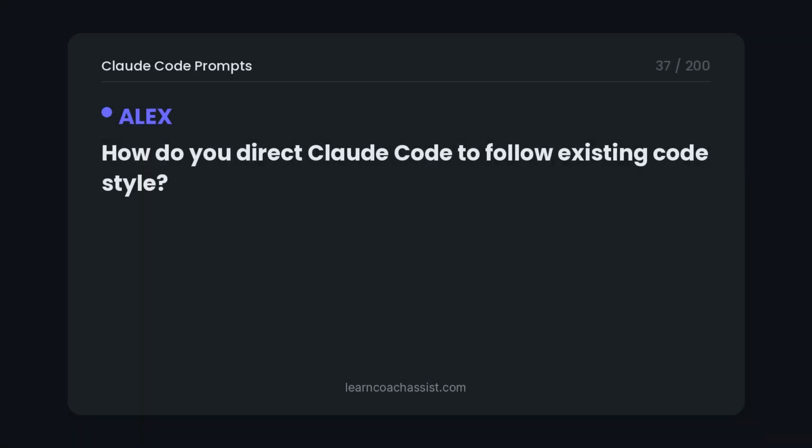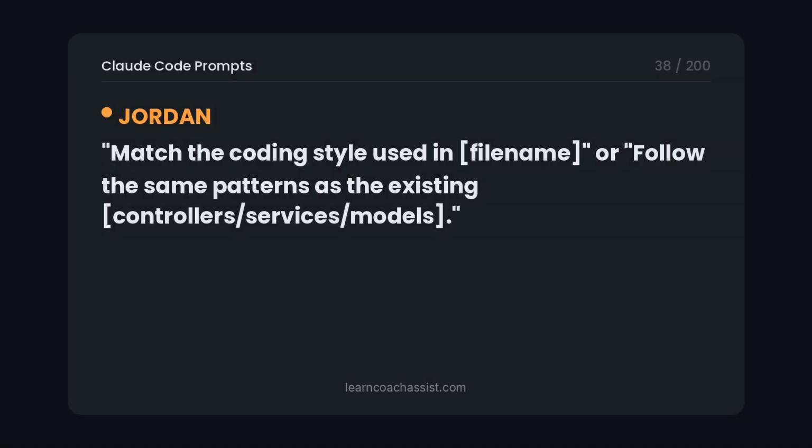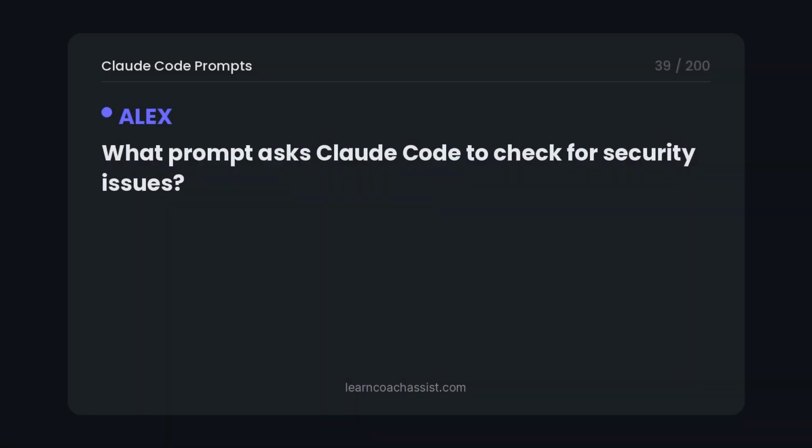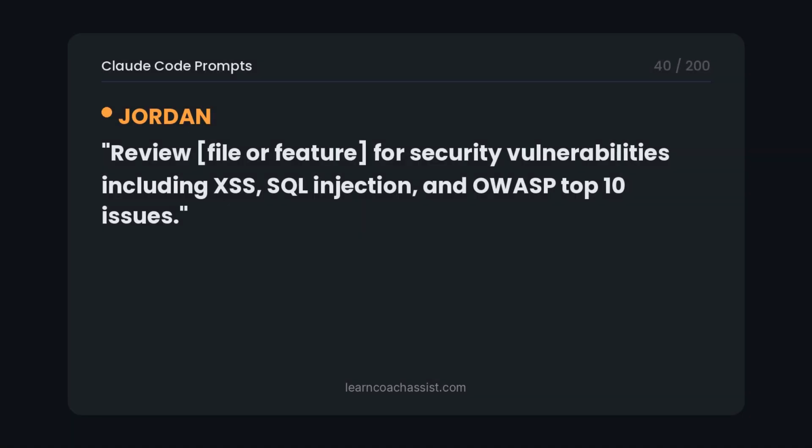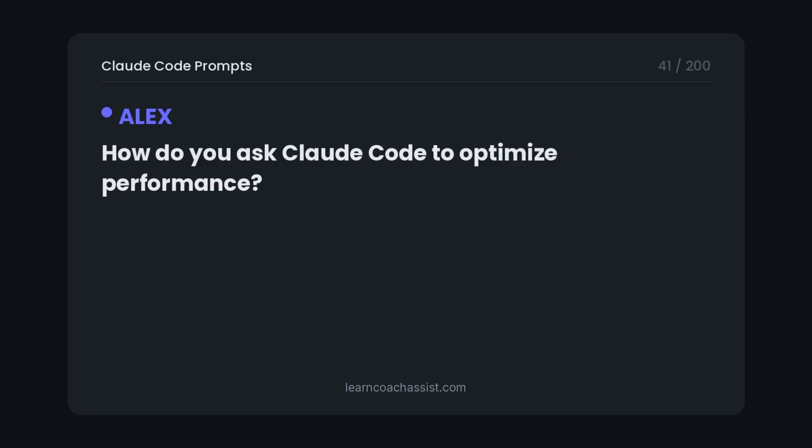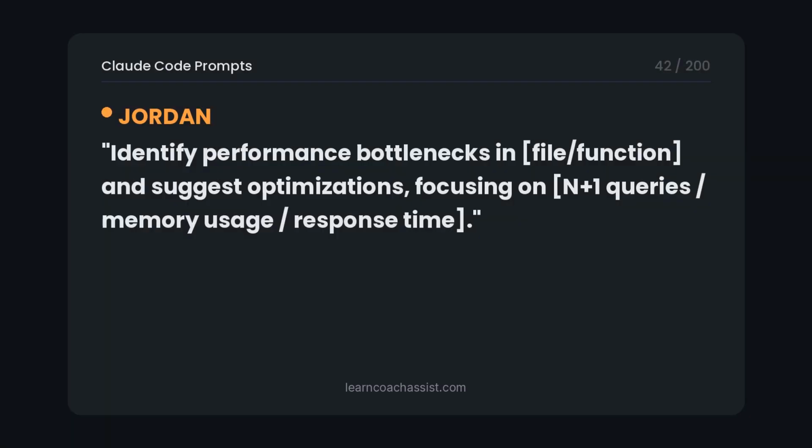It should work like example and follow the existing patterns in reference file. How do you direct Claude Code to follow existing code style? Match the coding style used in file name, or follow the same patterns as the existing controllers/services/models. What prompt asks Claude Code to check for security issues? Review file or feature for security vulnerabilities including XSS, SQL injection, and OWASP top 10 issues.